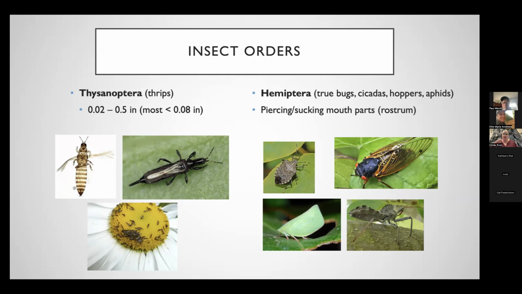It's a rostrum, and they use that to be able to put into plant material, or if they're predators, to attack other insects, put it into other insects, and attack them. So this bug on the bottom right is a predator. That rostrum is nice and thick, and it's able to penetrate the exoskeleton of other insects as they attack them.